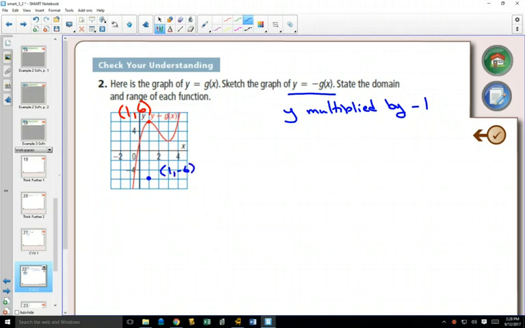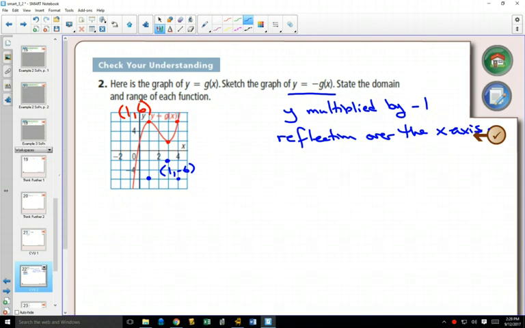In fact, you could do that with some other points as well. This point right here, if you multiply the y values by negative, would go there. This one up here would head down there. So we start to see by doing a couple of points which way the reflection is. This is a reflection over the x-axis because everything's been flipped down.